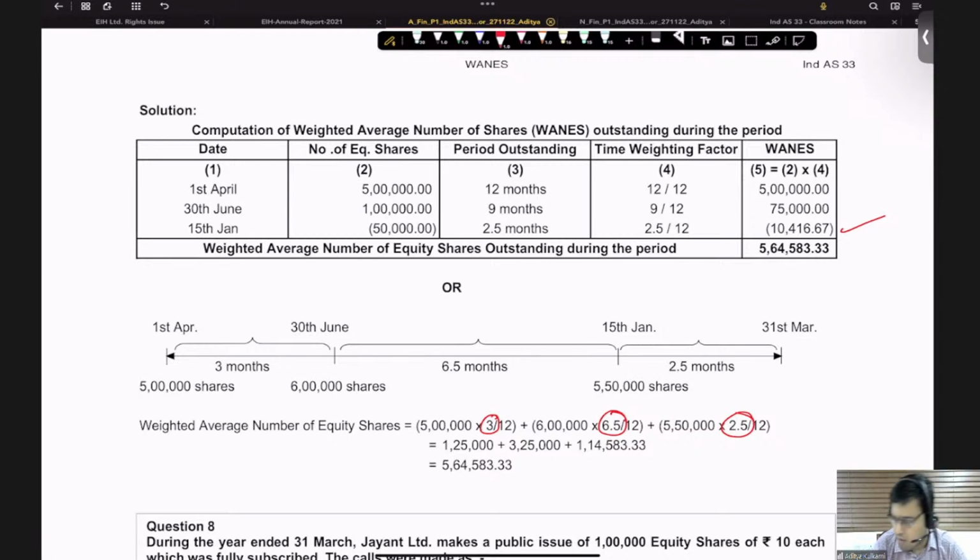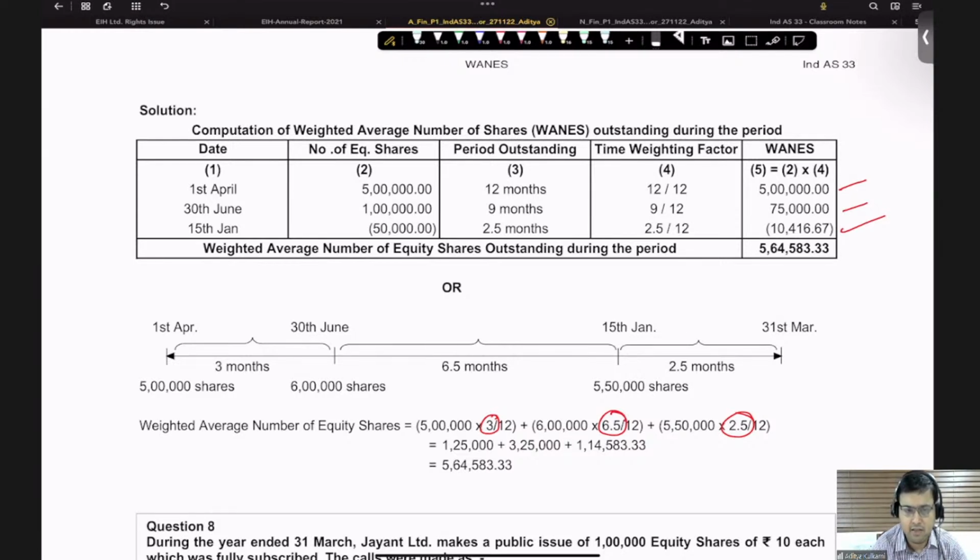So Gauri Shankar Rao, did you see the answer? 5,75,000. And then if you take the first method, 5 lakh shares were in existence for the entire 12 months.